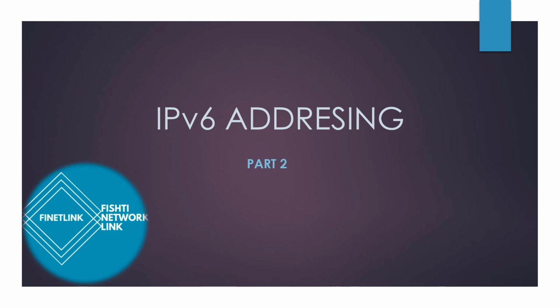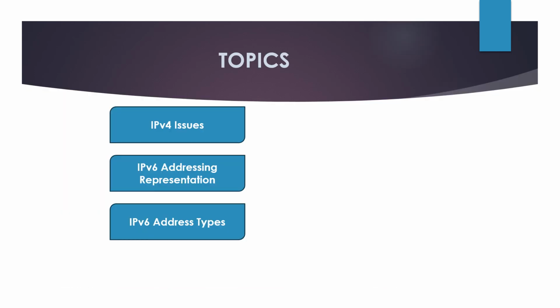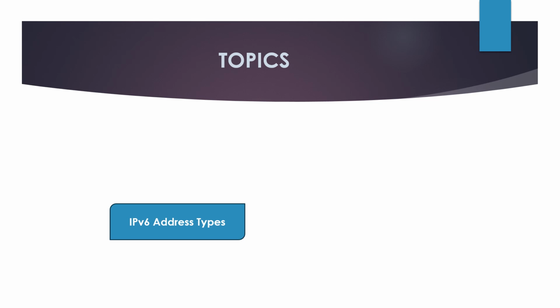Today we will continue with IPv6 addressing part 2. In the first part, we explained the need for IPv6 addressing. We also explained how IPv6 addresses are represented, and we compared types of IPv6 network addresses.